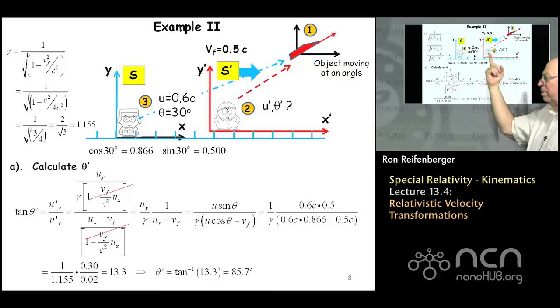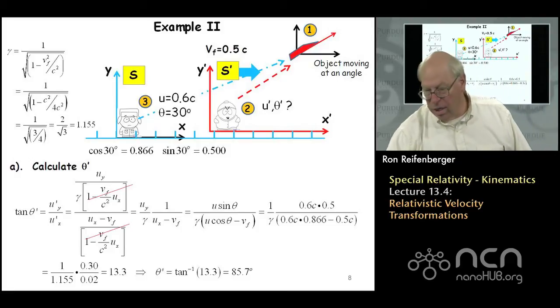So that means the observer in the S prime frame sees this object moving at an 85.7 degree angle with respect to his x prime axis, whereas the observer in the S frame sees an angle of 30 degrees.